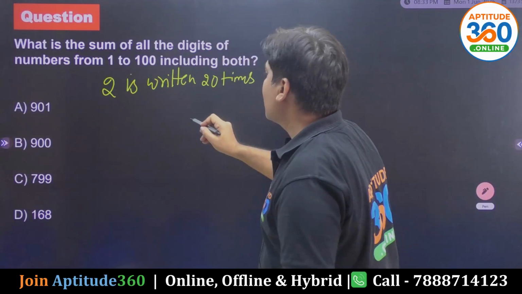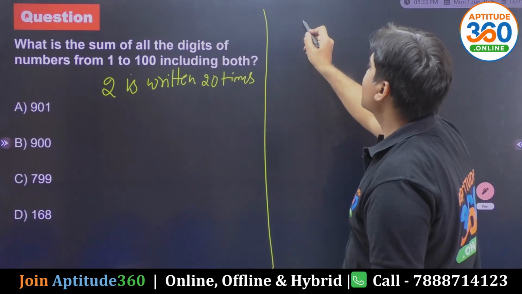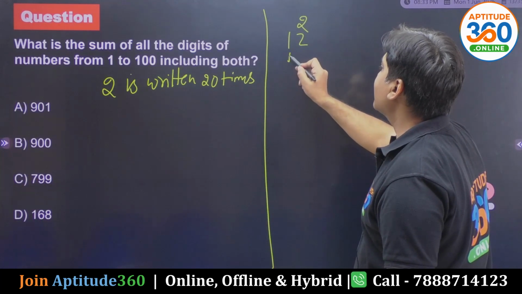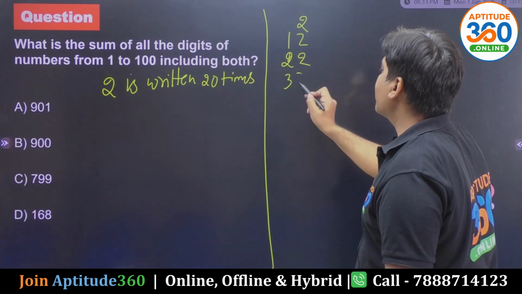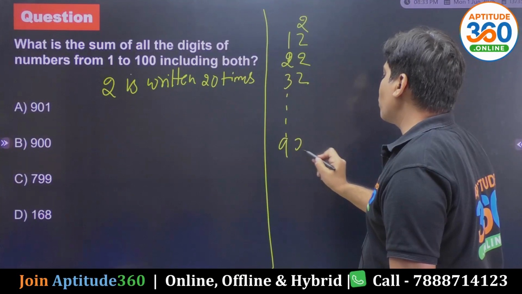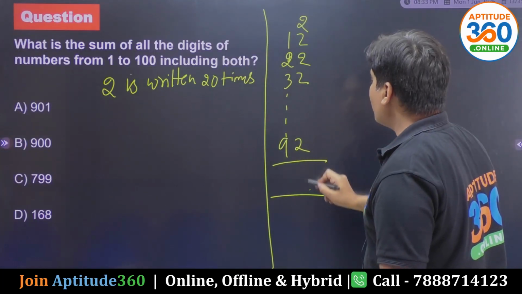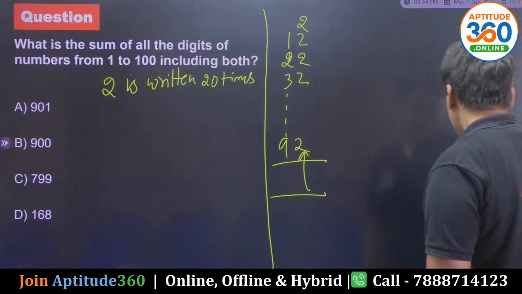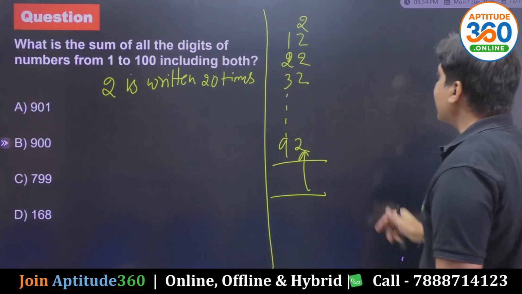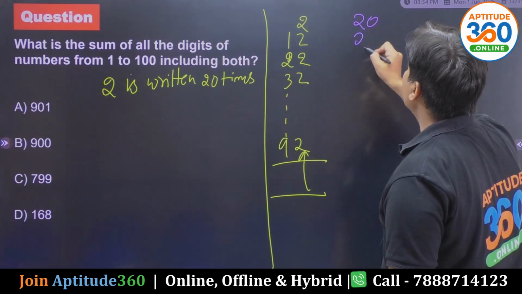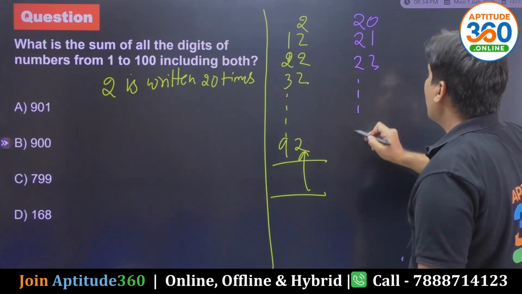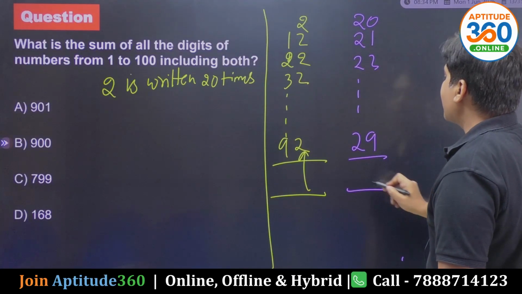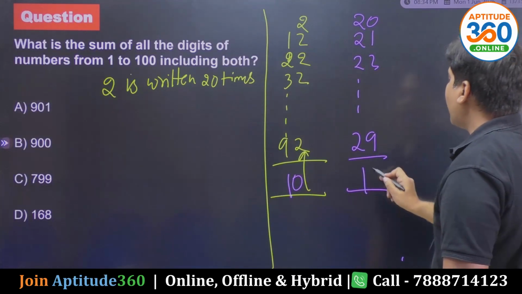How am I saying this? It is 2 and then 12 and then 22 and then 32, so forth and so on, 92. So how many times is 2 written at the unit place? 10 times, isn't it? Now, how many times are you writing 2 at the tens place? It is 20 and then 21 and then 22, and it goes up to 29. So 10 times here and then 10 times here.